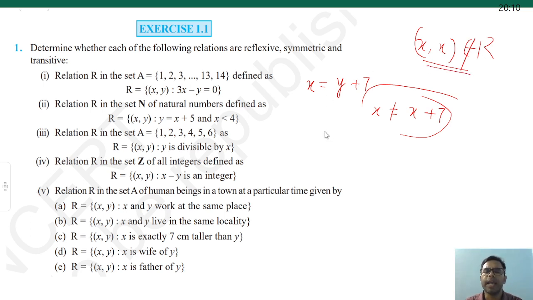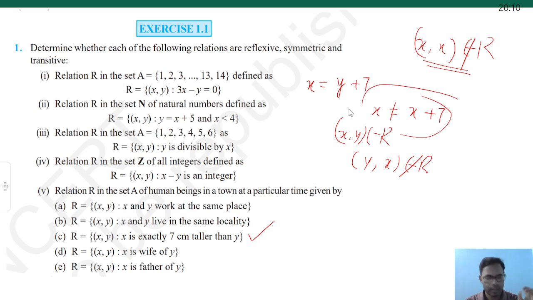Similarly, if x is 7 centimeter taller than y, you cannot say y is 7 centimeter taller than x. The actual relation is, y is 7 centimeter shorter than x. So therefore, if xy is in R, you cannot take yx is in R. Therefore, this relation is not symmetric.